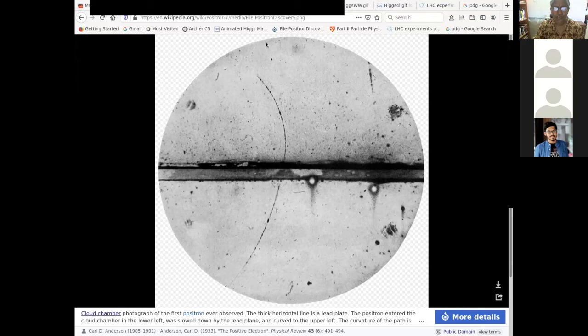Ma'am, are you still showing the Anderson's image? Anderson was finished. Are you still showing his image on your screen? No, I am showing the LEP experiment. No, ma'am, we are seeing the Anderson's image. Okay, fine. In that case, I will stop share and start share again. Okay. Thanks for telling me.